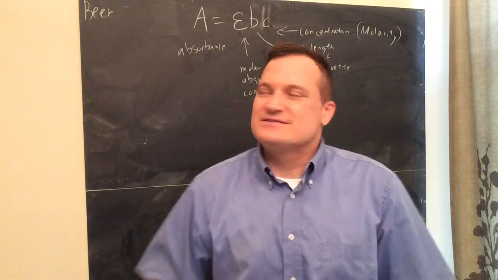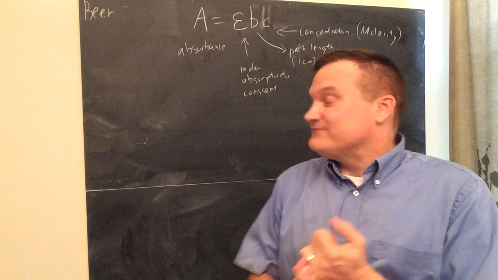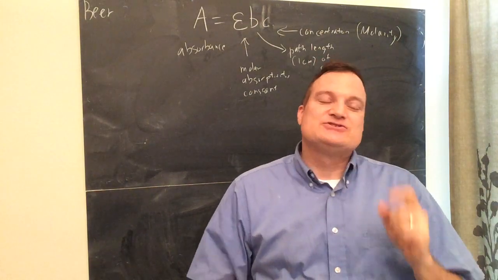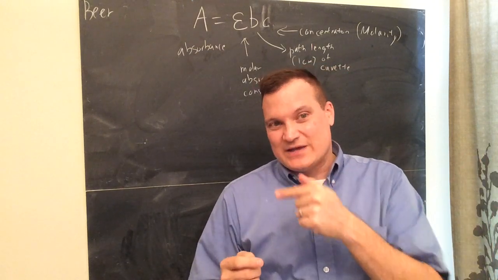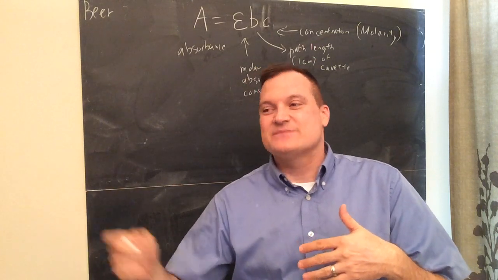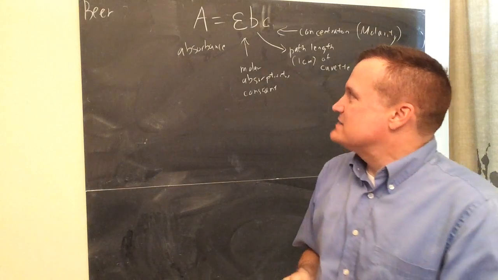And scientists, Beer and others, realized that you can actually find the molarity of a chemical by simply shooting a light through it. Now, isn't that neat? If you shoot a light through a chemical, based on the amount of light that comes out, you can tell what the molarity of it is. Now, it takes a little lab procedure to do that.